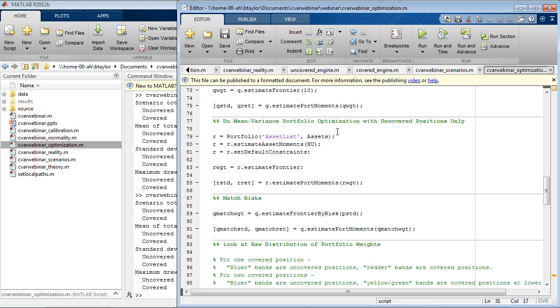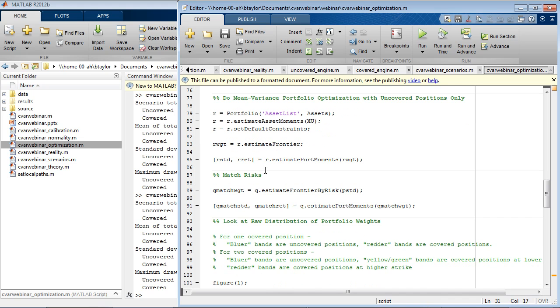As a basis of comparison, which is our alternative, we also do a mean variance optimization on just the uncovered positions and compute the portfolio weights, standard deviations, and returns. There's a final optimization, which we'll see in a later slide, where, if you're given the standard deviations of the portfolios from the CVaR optimization, we can use the estimate frontier by risk method of the mean variance portfolio object to match the standard deviations that we've input to produce mean variance portfolios that have the same standard deviation of returns.